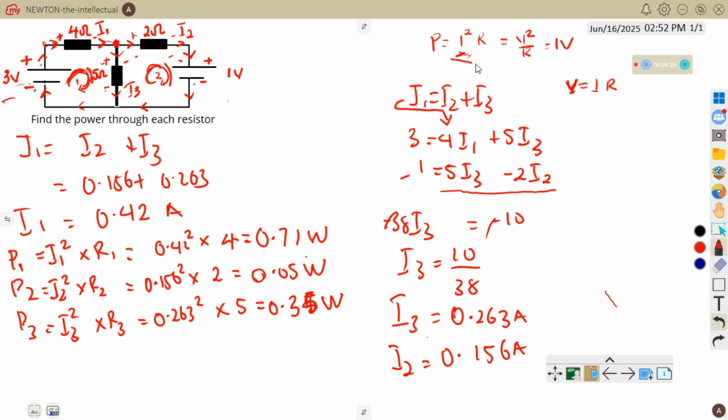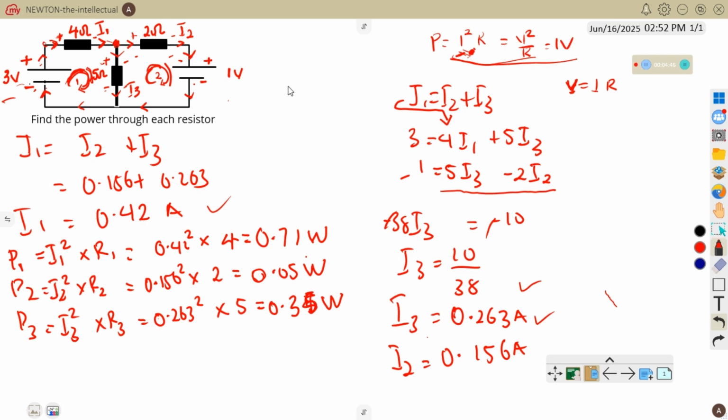Remember, there are more than one formula for power, right? Even more than this, but the ones related to electricity are basically these three. And then for power dissipated, we are using this one: I squared R. So we needed to find current, so we found all the three currents, I1, I2 and I3, right? And then after finding them, we use our formula and then we solve.